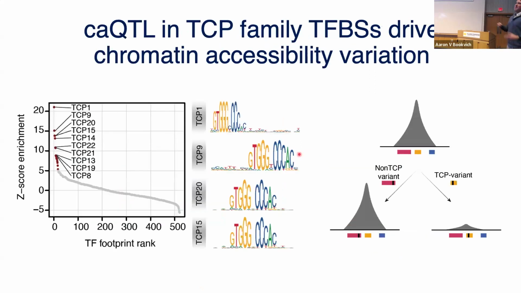So we took all those fine mapped QTL and we said, are there any transcription factor footprints, when they have a QTL in them, that have an outsized effect on overall accessibility of that region? If we do an enrichment test, we find that, again, the TCP transcription factors, the entire family, are highly enriched for having large effects on accessibility. So it gives us this model where if you have a variant in a non-TCP transcription factor footprint, you might get a little bit of change in accessibility, but not much. Whereas if you have a variant in a TCP transcription factor binding site, it has a drastic effect on accessibility.